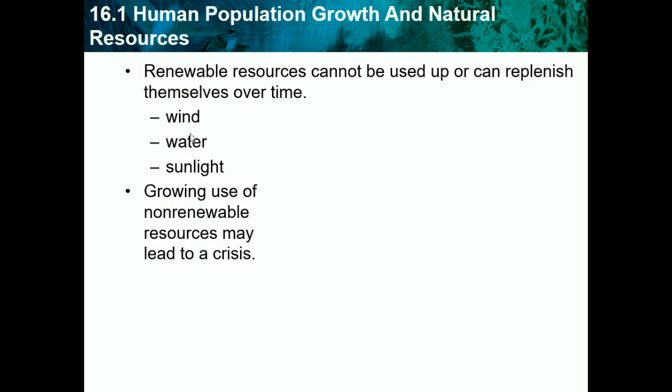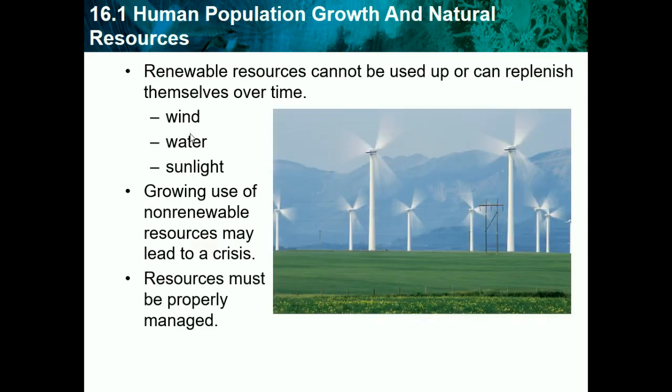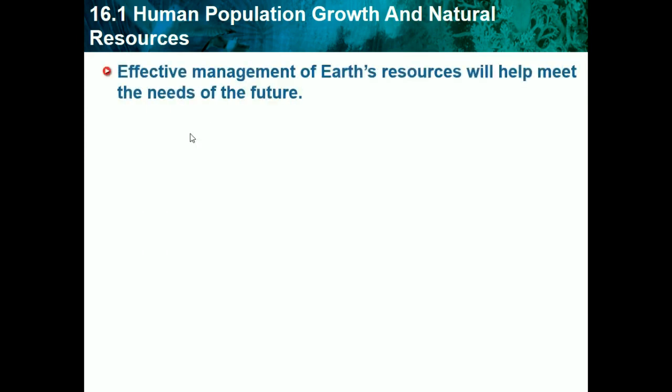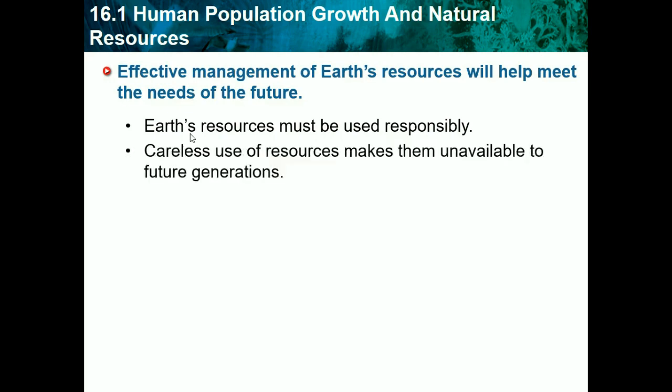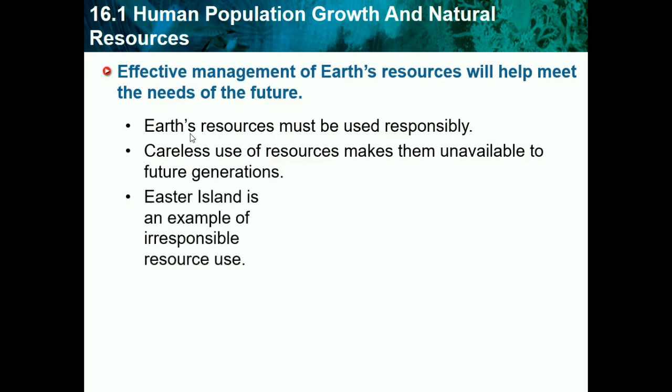Growing use of non-renewable resources may lead to a crisis. Resources must be properly managed. To maximize how much resources we have, we try to use all of them with windmills and the dams for water. So effective management of Earth's resources will help meet the needs for the future. If we use all our resources wisely, we'll have enough for future generations. Earth's resources must be used responsibly. Careless use of resources makes them unavailable to future generations.